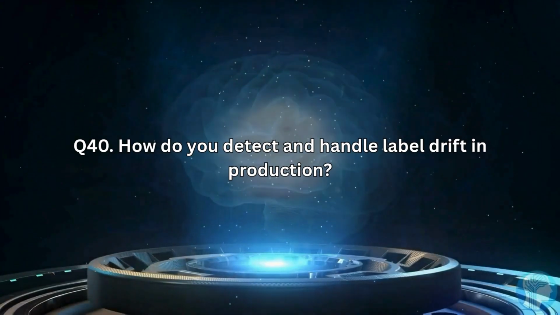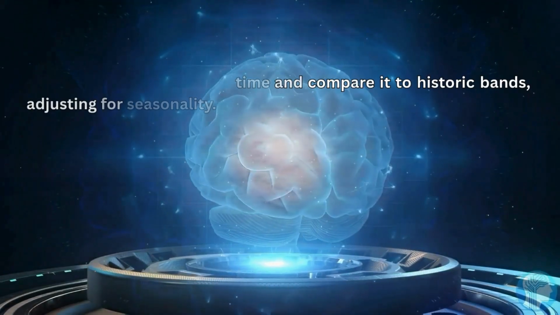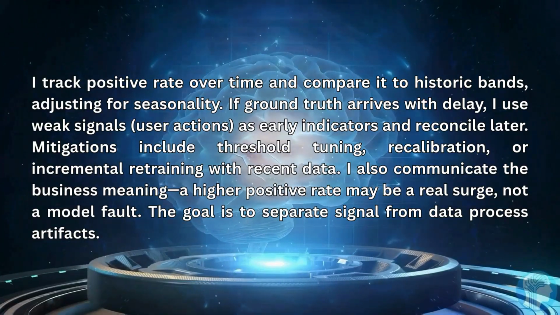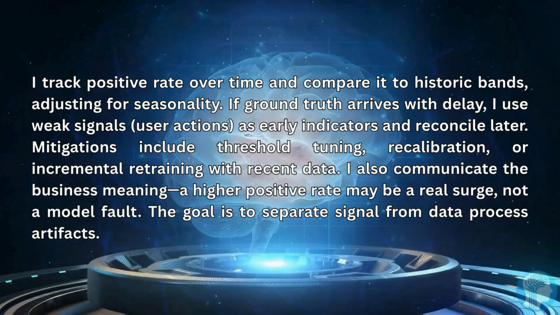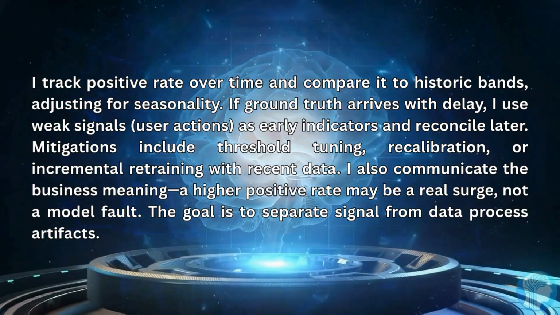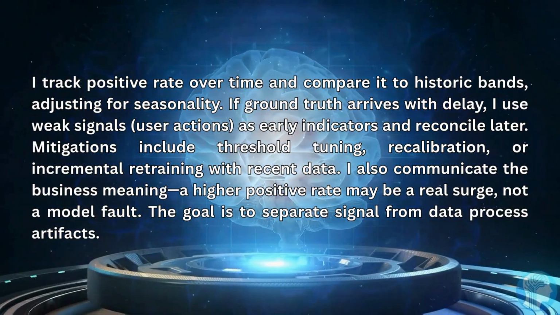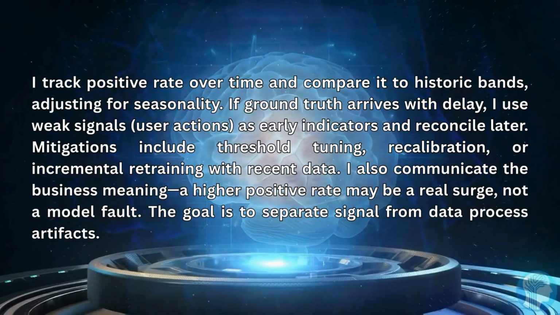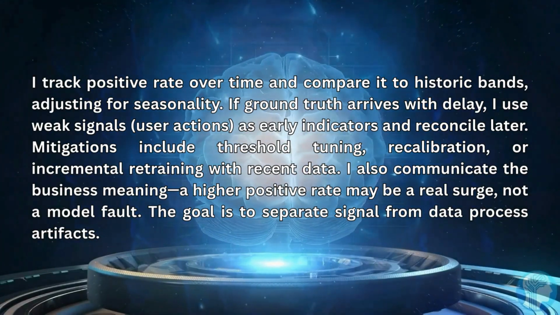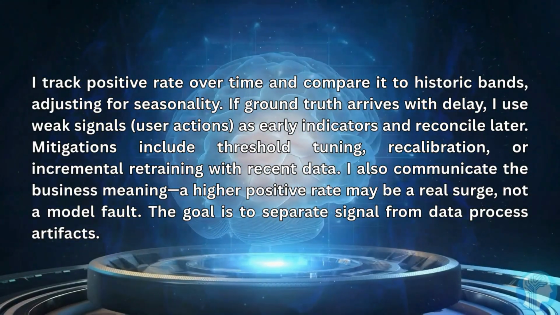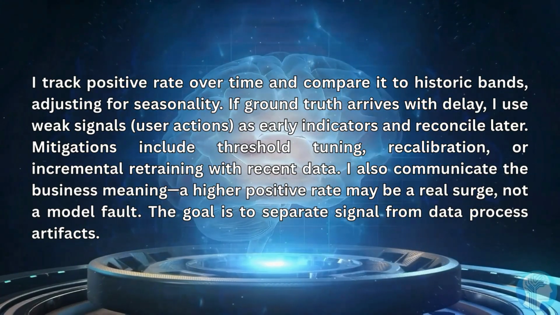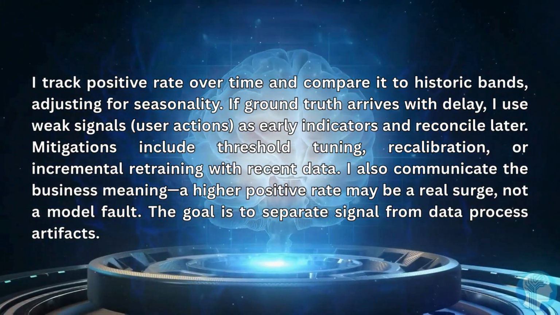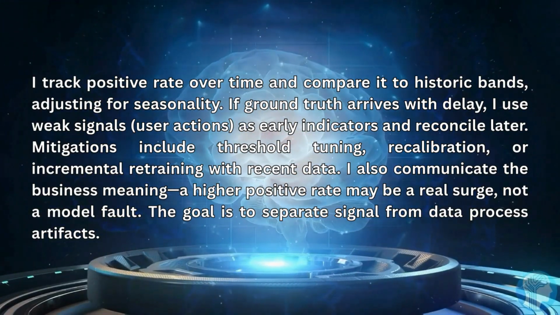How do you detect and handle label drift in production? I track positive rate over time and compare it to historic bands, adjusting for seasonality. If ground truth arrives with delay, I use weak signals, user actions as early indicators, and reconcile later. Mitigations include threshold tuning, recalibration, or incremental retraining with recent data. I also communicate the business meaning. A higher positive rate may be a real surge, not a model fault. The goal is to separate signal from data process artifacts.